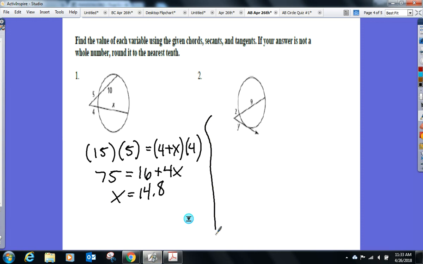Whole times external. Ready? Give me a whole secant. 9. Whole secant. What's the whole secant length? 11 times its external part, 2. Okay, let's go to the tangent.